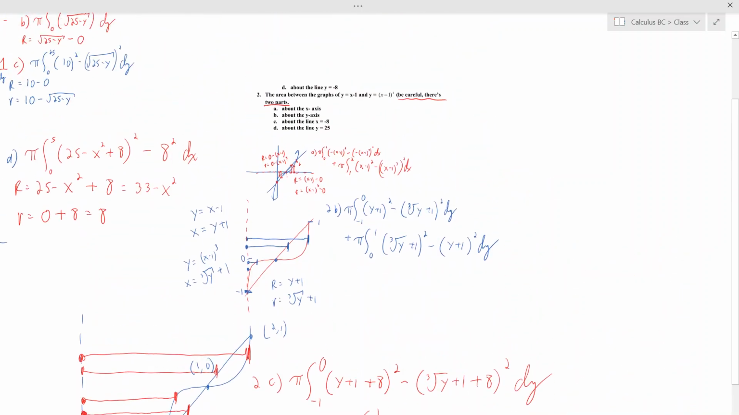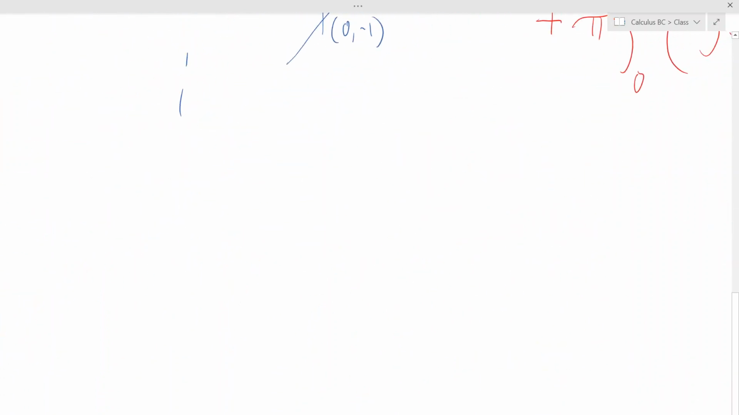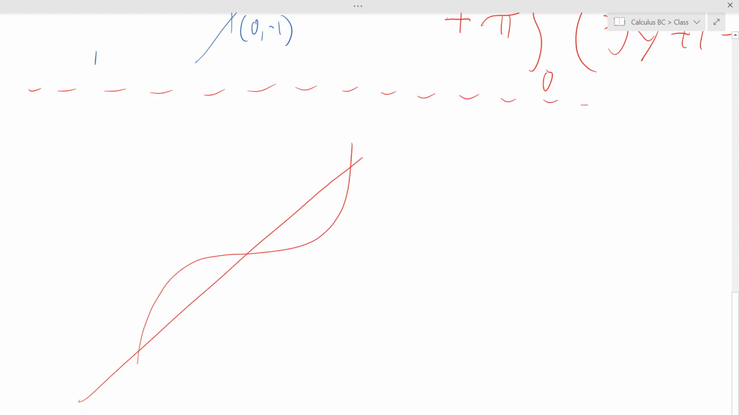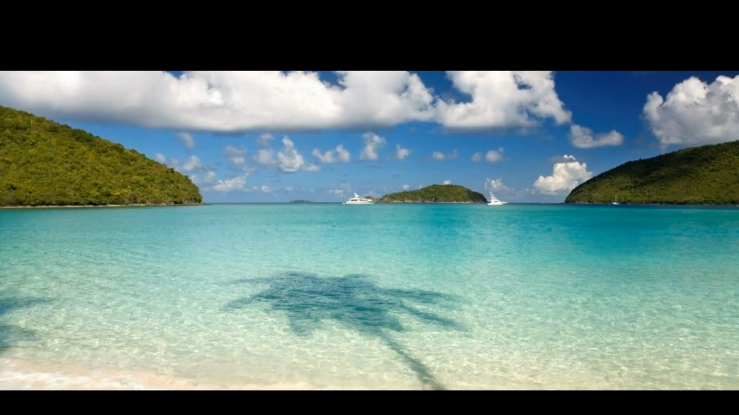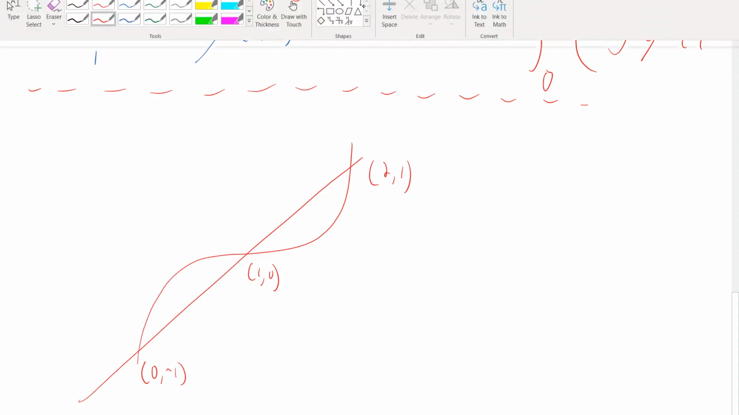Okay, and then 2d is about the line y equals 25. So last one, we still got this shape here. We got the line going through, and y equals 25 would be way up there, but it's just above it. So all that really matters is that it's up here somewhere. Okay, so we know again these points are 0, -1; 1, 0; 2, 1. And we're rotating this around.